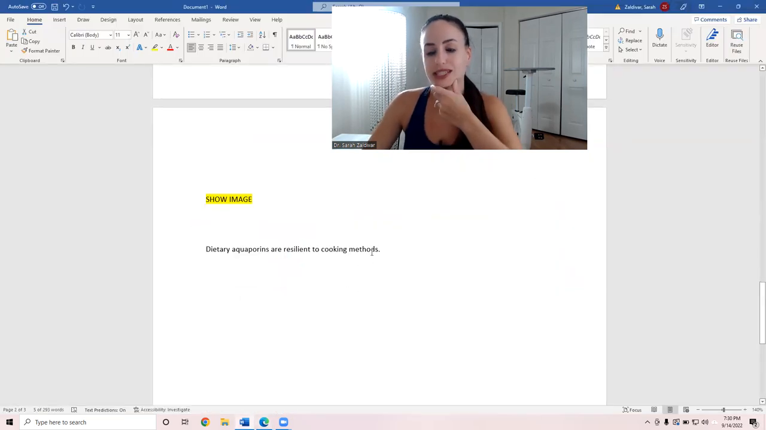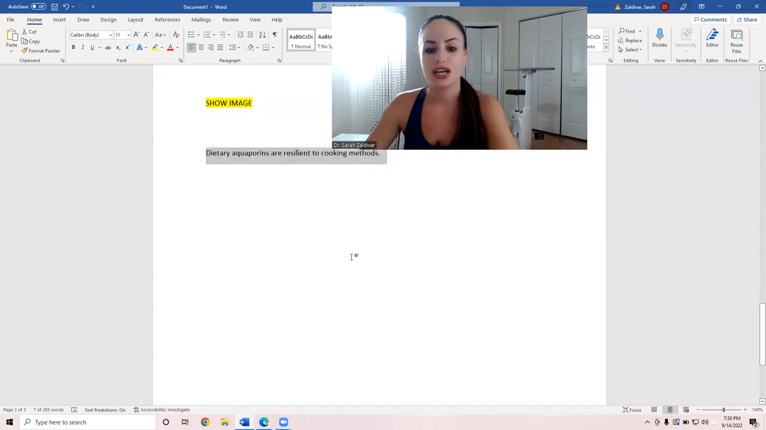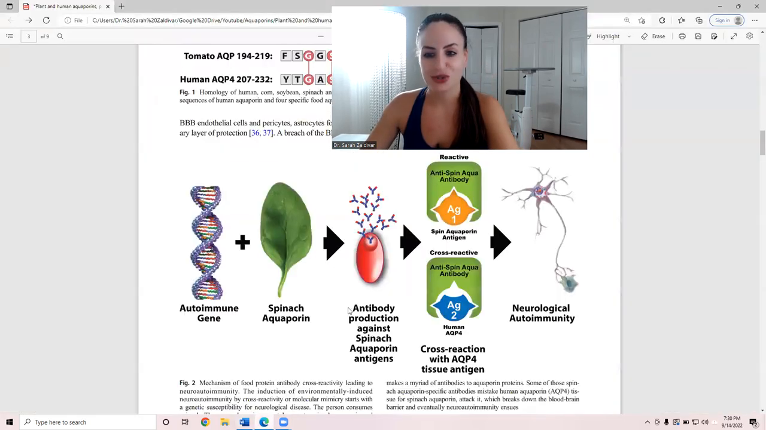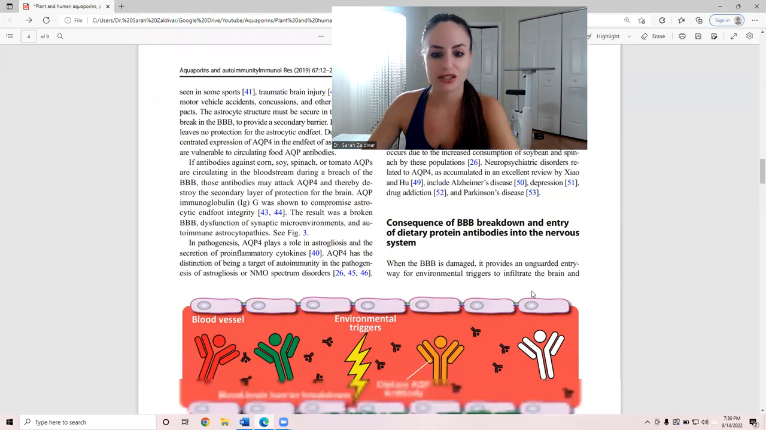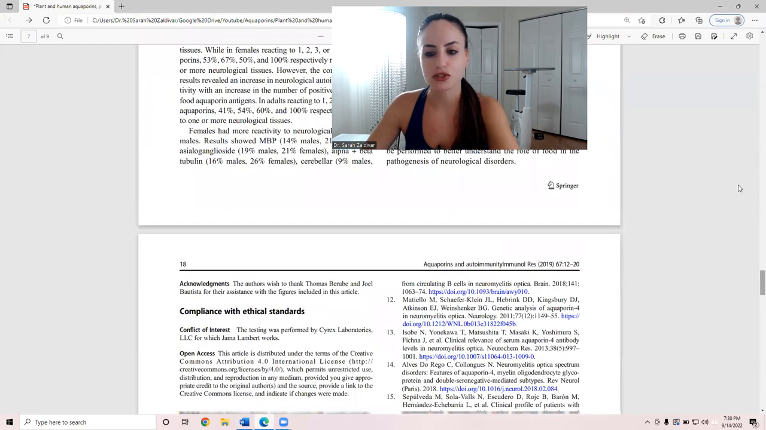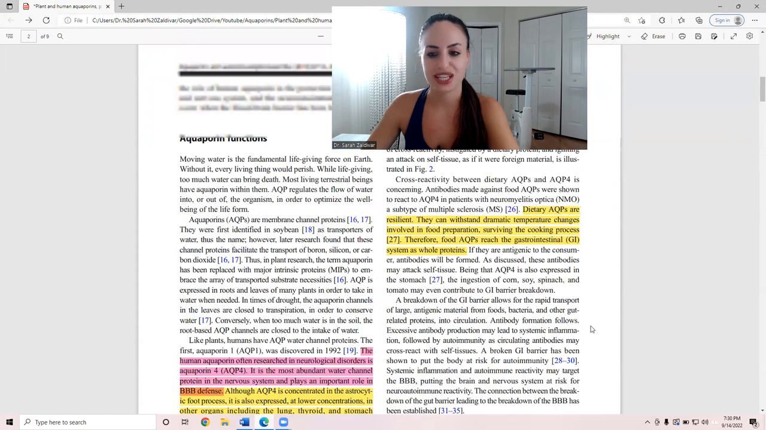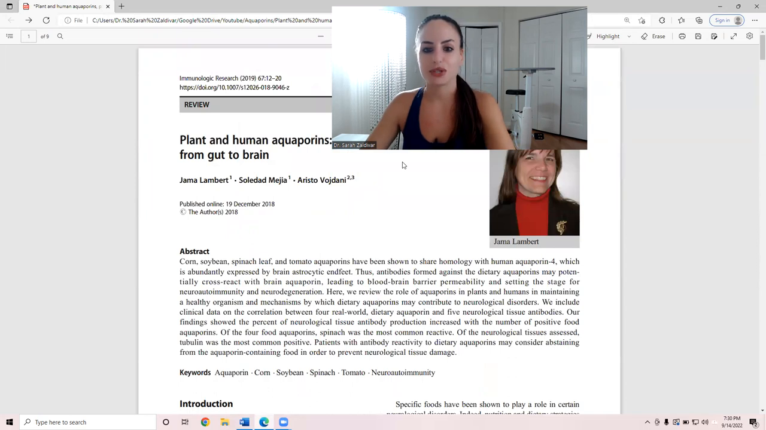And you might say, well, let's just cook them, right? Or, you know, let's just try to pressure cook the spinach. Well, dietary aquaporins are resilient to cooking methods. No matter what you do to them, they're going to be intact. You're going to absorb them as such, and you're going to react to them. So I'm going to link this study that is just so fantastic that lays out the whole thing in the description box below. You can check it out and see if there's anything there that you would like to see even more. I'm going to stop the sharing here.